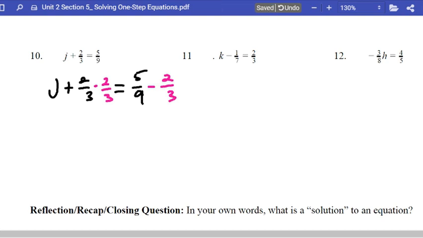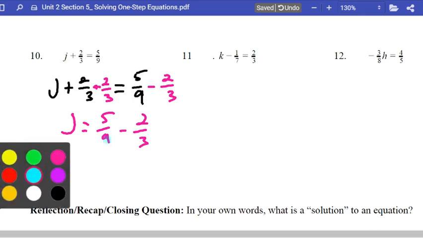So now the one on the left, that's not times, that's minus, is just j equals 5 over 9 minus 2 over 3. You may remember that with fractions, you can't add or subtract them unless they have the same denominator, or the same number on the bottom. Well, in this case, the numbers on the bottom don't match. We can actually easily make the 2/3 match the 5 over 9 by simply multiplying it by 3 over 3. If you're multiplying by 3 over 3, you're really multiplying by 1. So let's do that.